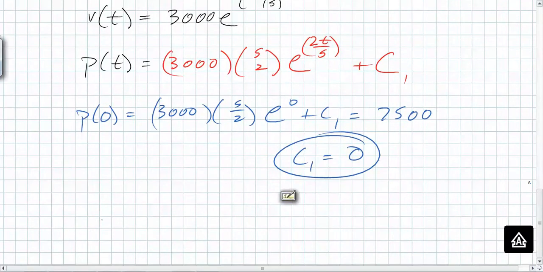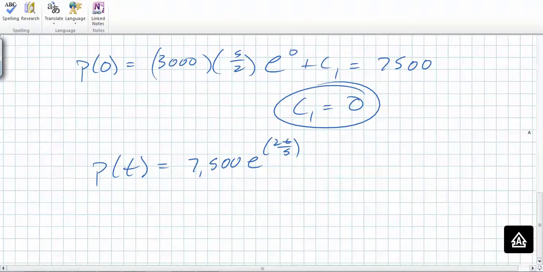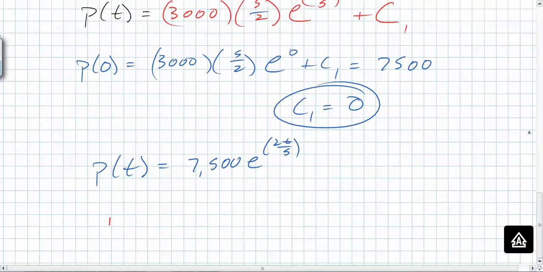Great. So now we have P of t is equal to 7,500 e to the 2t over 5 plus 0. So it's just this, right? Are we okay with that? So now what do we plug in? 5. And is it nice? That's about as nice as it's going to be.